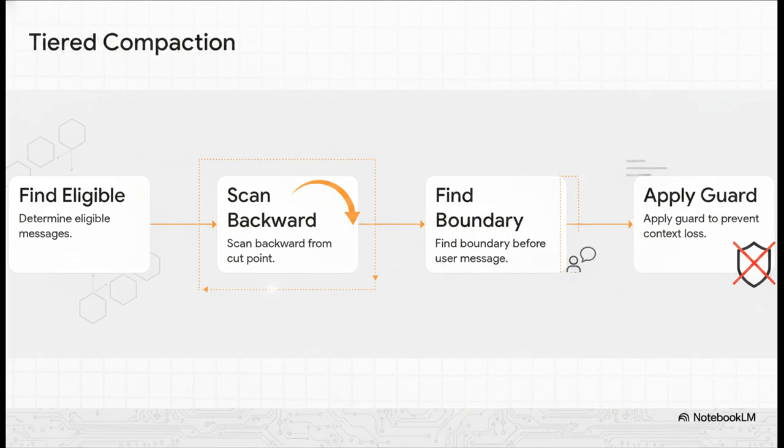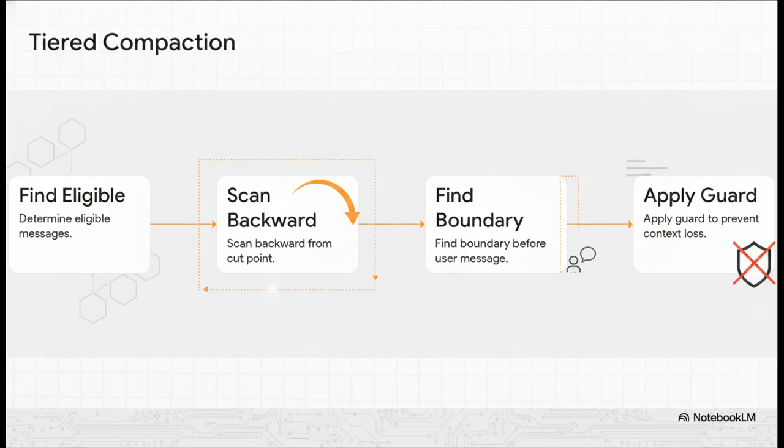To solve this bottleneck, Pi executes a highly specific multi-tiered compaction sequence. When it estimates the token utilization is getting too high, it scans backward from a target cut point to find a boundary immediately before a user message. Why do it that way? To ensure that tool results are never orphaned from their corresponding assistant instructions.